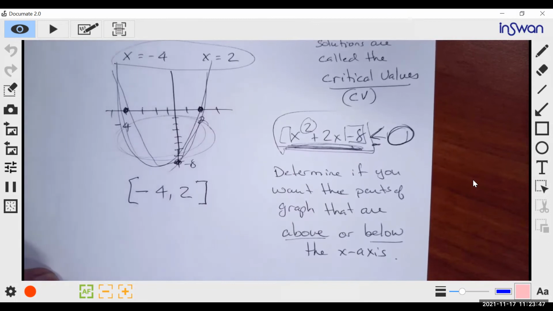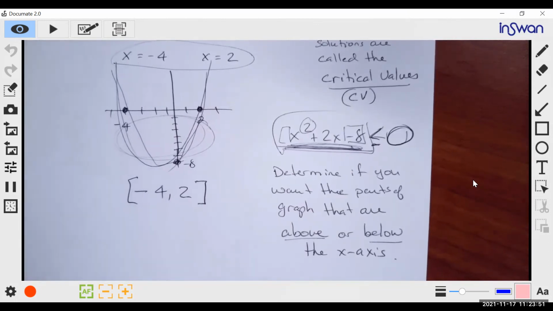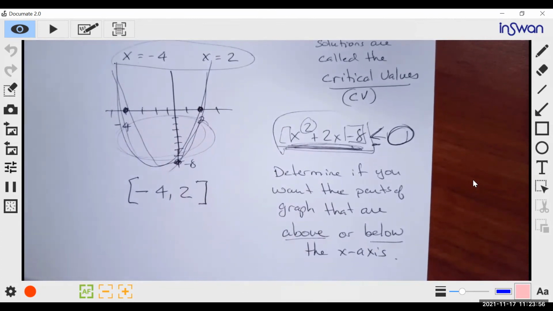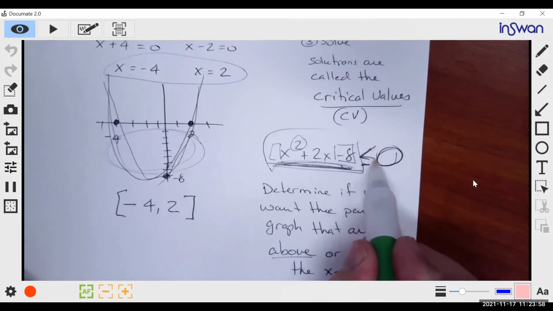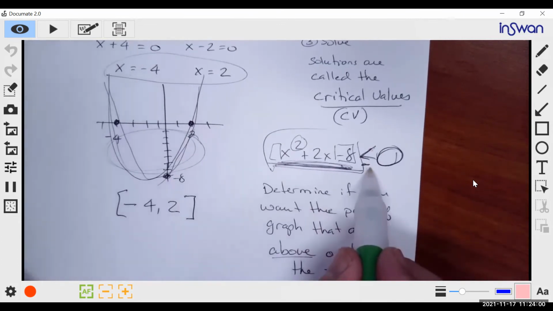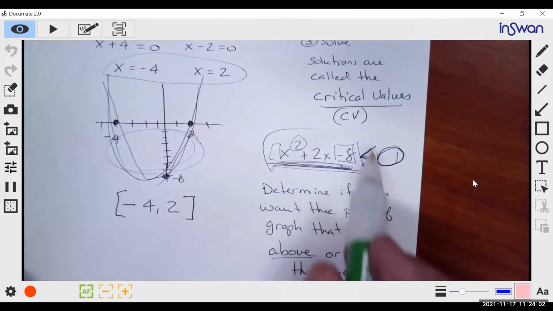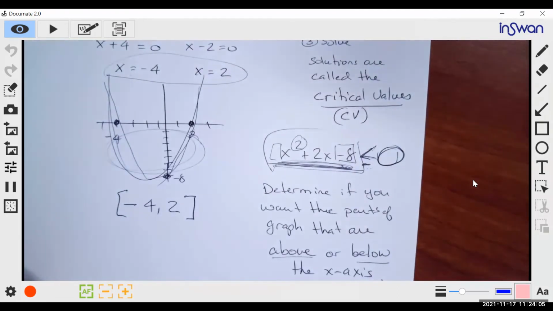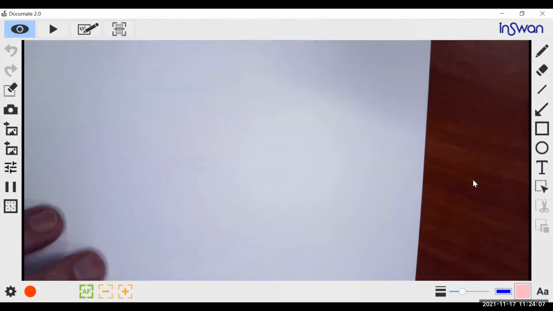With inequalities, we're looking for more than just one number. We're looking for a series of numbers. That's why we have to use the inequality, the domains. If our equation is less than 0, it's below the x-axis. If it's greater than 0, it's above the x-axis. Let's look at another one.